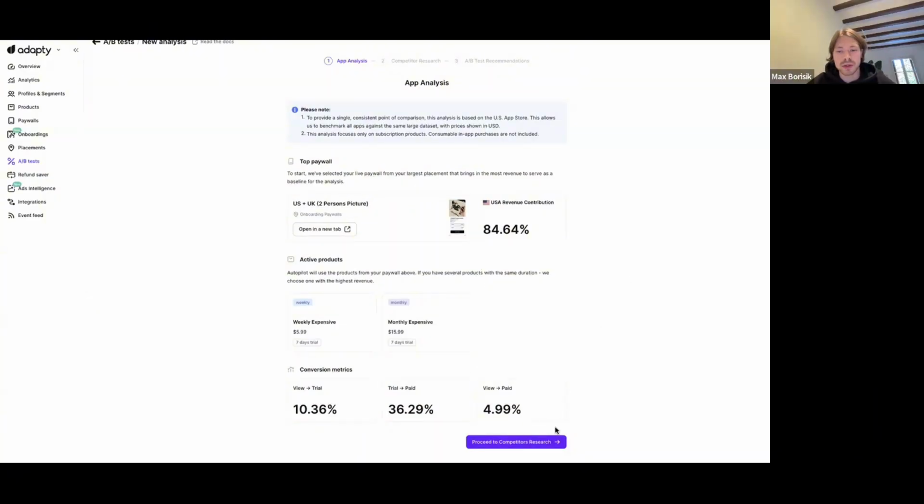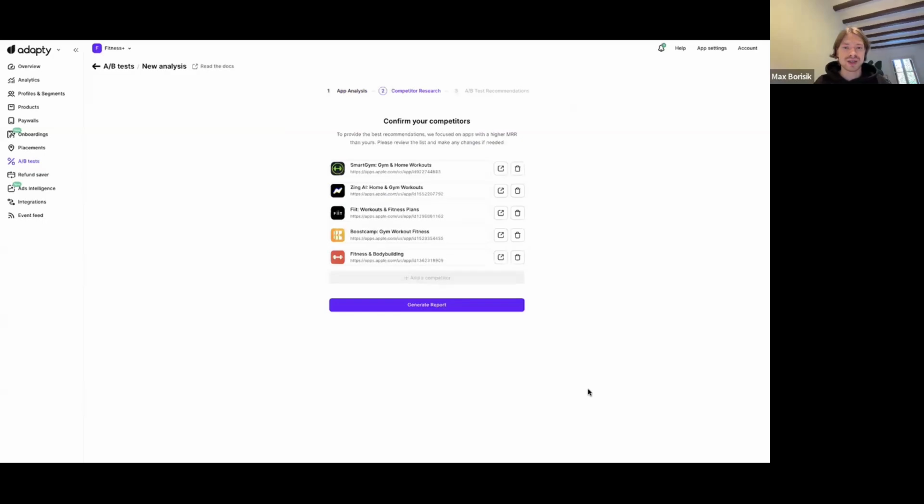We proceed to the competitors research, and over there, our algorithm detects who your competitors are. Sometimes we hit the mark, and we understand your competitors very well. Sometimes we don't.